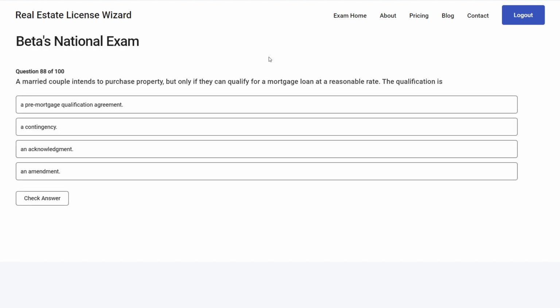All right, 88. A married couple intends to purchase property, but only if they can qualify for a mortgage loan at a reasonable rate. The qualification is: is it a pre-mortgage qualification agreement? Is it a contingency? Is it an acknowledgement? Or is it an amendment? So go ahead and think that one over. Come up with your answer.